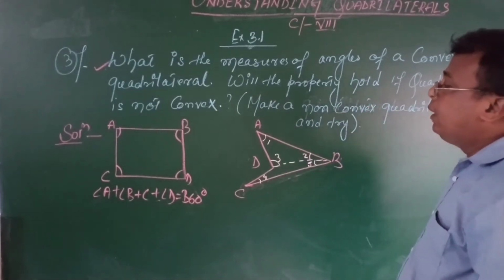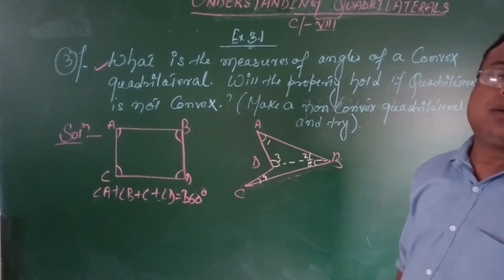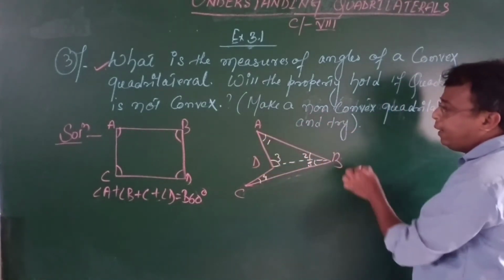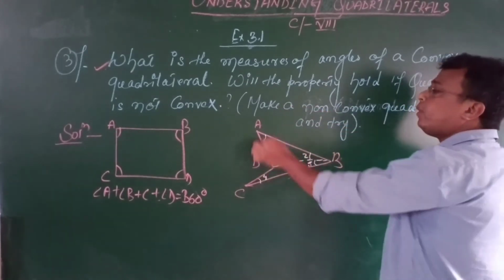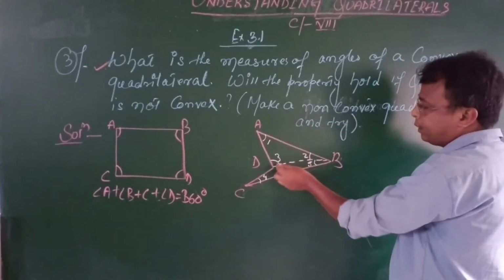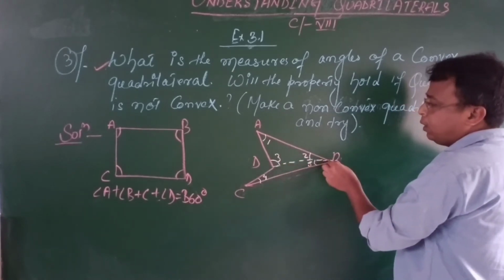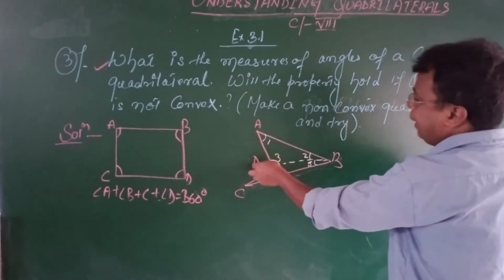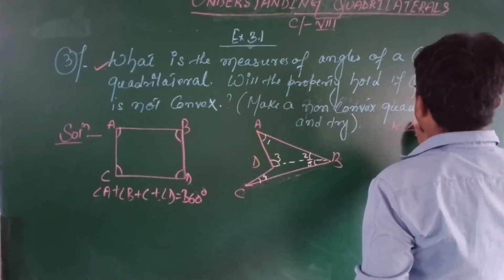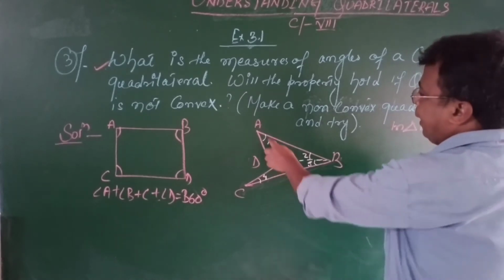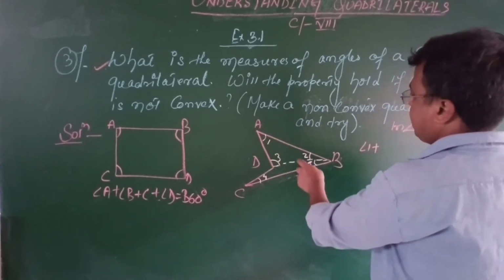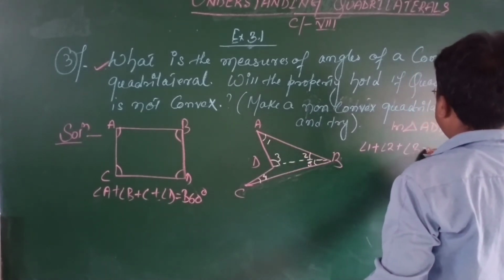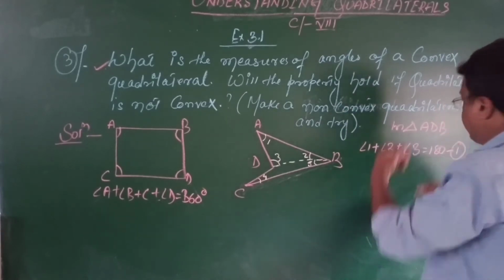Now we have to check whether the measure of all four angles is 360 degrees or not. So for that, what I did, I split this non-convex quadrilateral into two parts. I joined D and B, then it divides into two triangles. So this triangle and this triangle. So in triangle ADB, angle 1 plus angle 2 plus angle 3 is equal to how much? You know, it is the triangle angle sum property, 180 degrees.